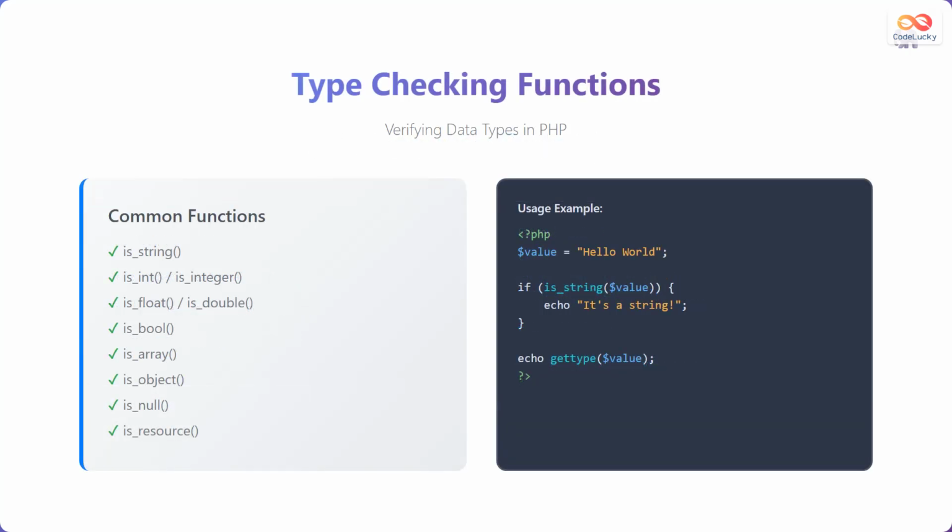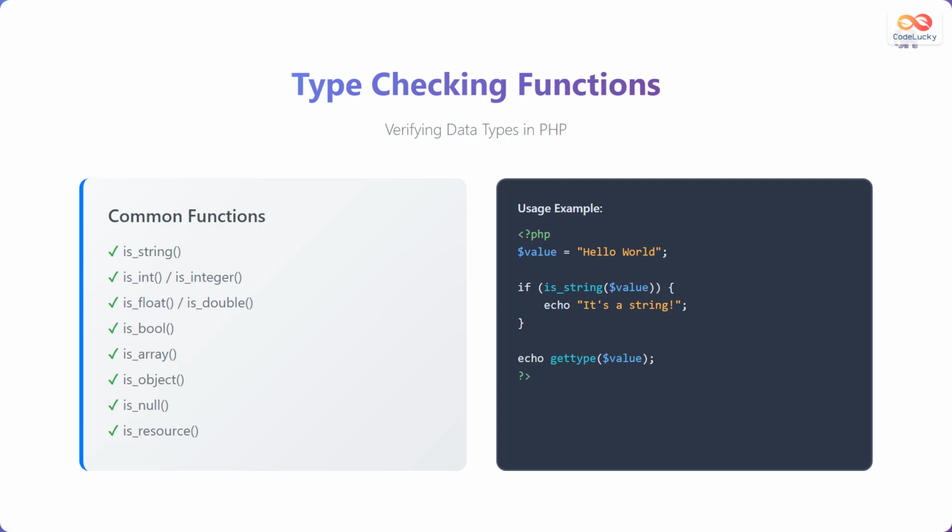PHP provides several functions to check the data type of a variable. These functions are extremely useful for validating data and ensuring that your code behaves as expected. Some of the commonly used functions are is_string, is_int, is_float, is_bool, is_array, is_object, is_null, and is_resource.